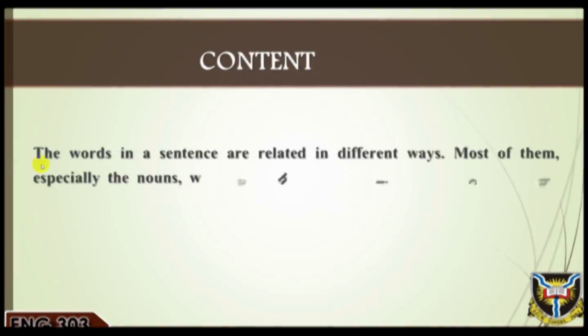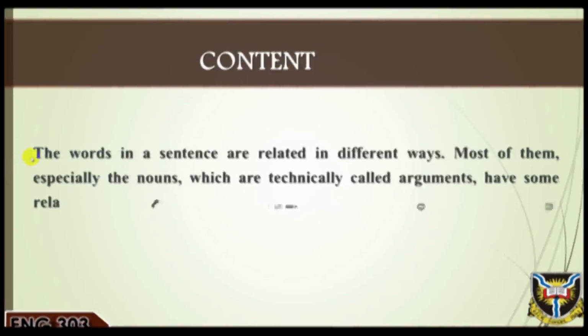Pretest. 1. What is an argument? 2. What is a trace? 3. What is a theta role?